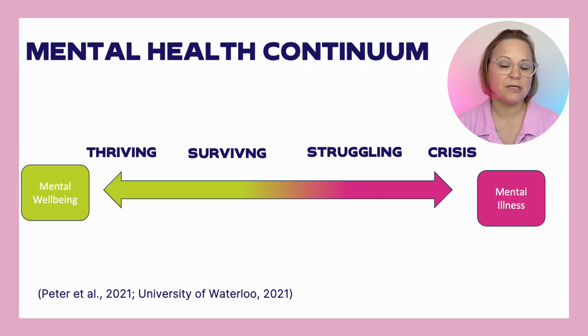Now, when we think about mental health and mental illness, it's not like an on-off switch where you're either ill or well. It's actually a continuum, a spectrum from mental well-being to mental illness. And all of us are on the spectrum at all points, and we can be at different points in the spectrum at different parts of our life. And this is true for our mental health patients as well.